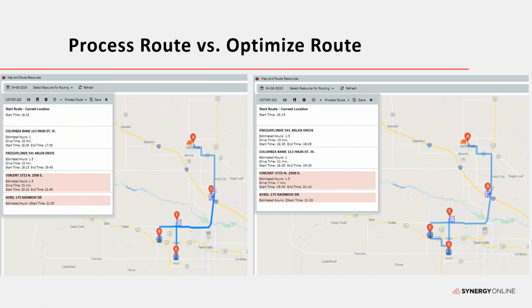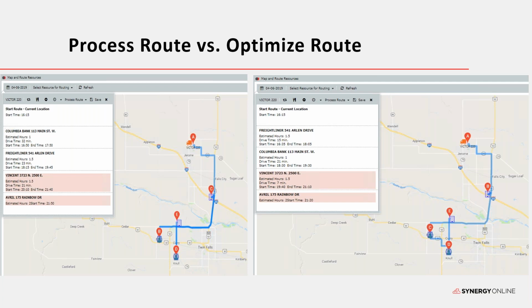If I process the route, as you see on the left, Victor's starting his day at point A, and the order in which I set up the appointments causes Victor to drive all the way down to the south to point B, and then drive back along that same route that he started on to get to point C. Then he's going to drive back again to point D and to point E to finish his day. So obviously that's not very efficient.